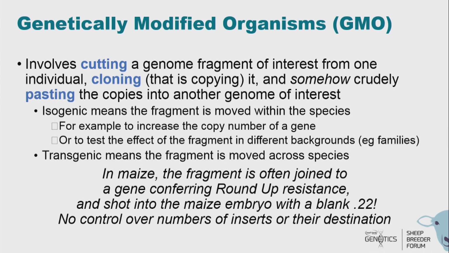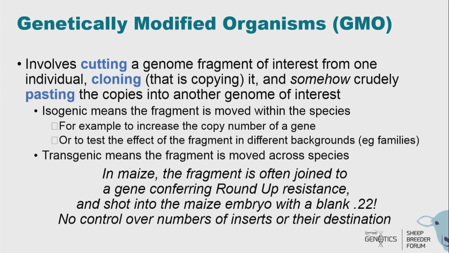If that piece that has been cut out comes from the same species, then we would normally talk about it being isogenic. Whereas if it comes from another species, we would talk about it being transgenic. So you've probably heard, for example, where the gene that causes Roundup resistance was cut out and pasted into some other crop. So that was a transgenic GMO, but we also have isogenic GMOs.